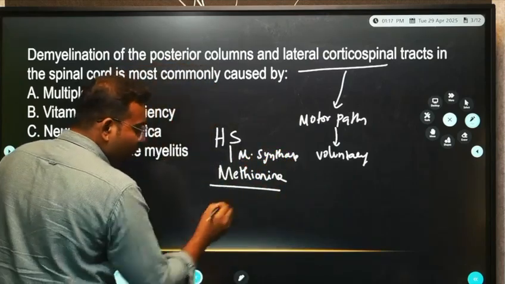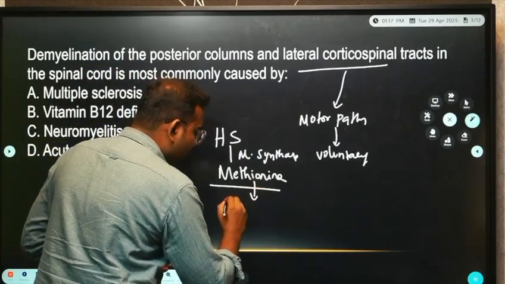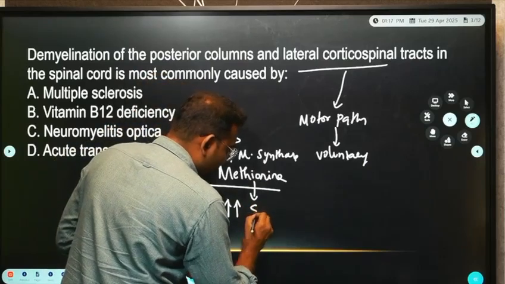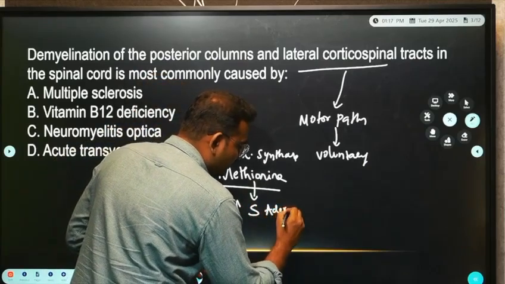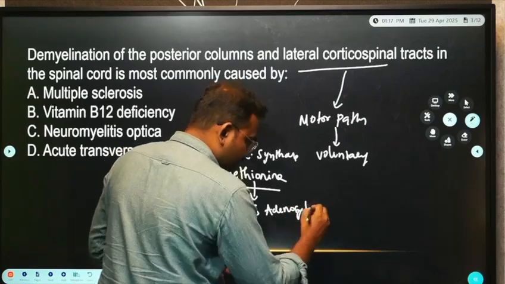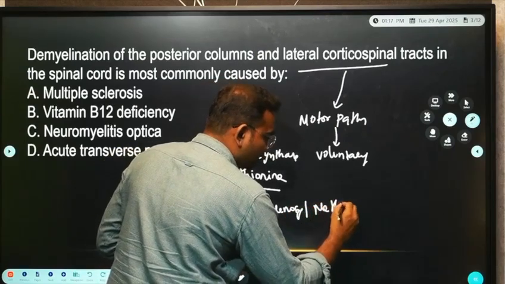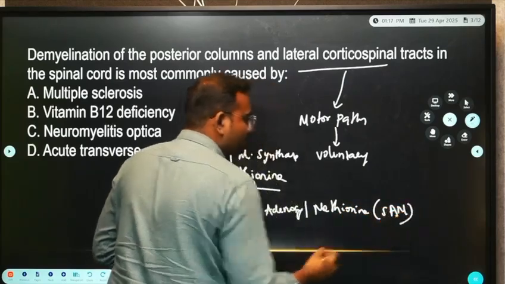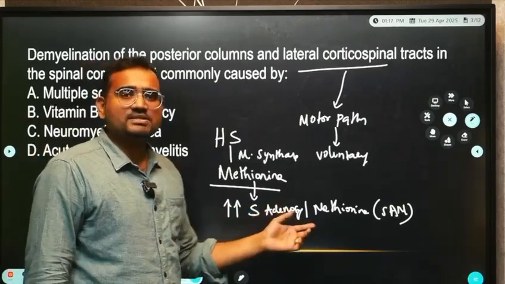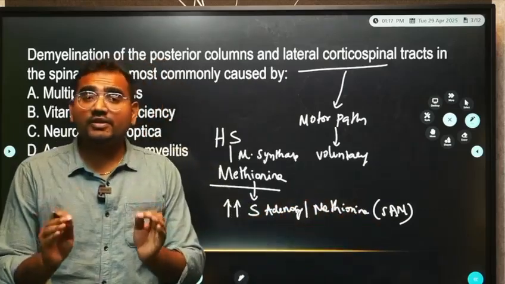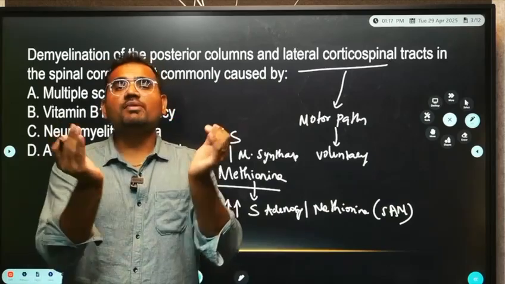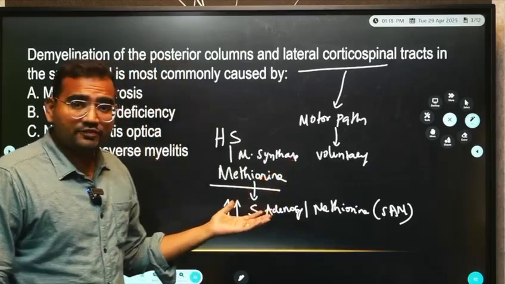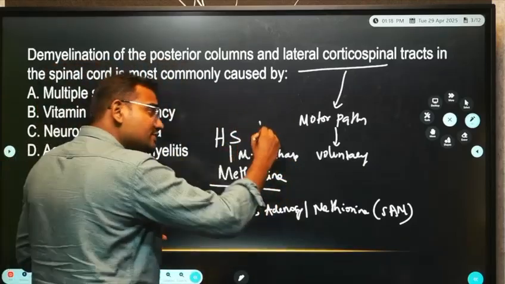This methionine is very helpful for the production of S-adenosyl methionine. It is very important for the formation of S-adenosyl methionine, SAM. And this S-adenosyl methionine is very, very important for the maintenance of the myelin. So myelin maintenance is a major feature of vitamin B12. This is one such pathway.